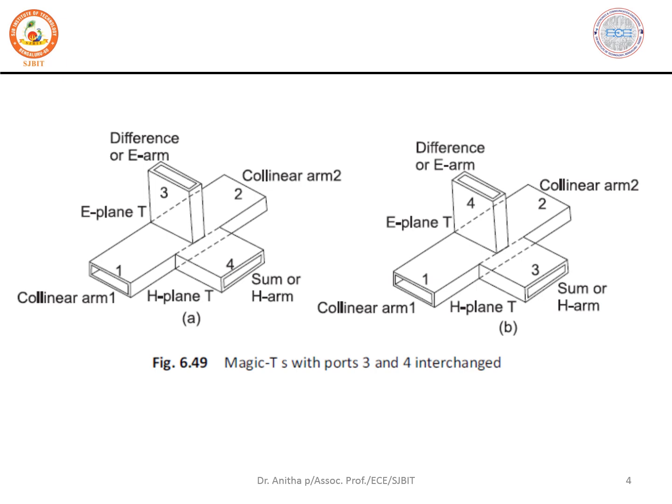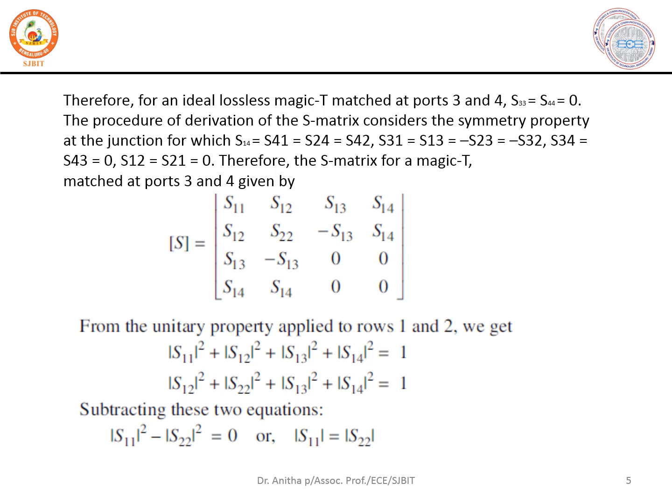E arm, and you need to observe the shunt connection and series connection. The numbering of 3 and 4 you can change. If you change the numbering, the S parameters will change accordingly. So here the numbering is changed, but not the geometry. Geometry-wise it is the same; the geometry is retained. The E arm is connected in series, and the H arm is connected in shunt. Now we need to determine the S matrix of the magic T.